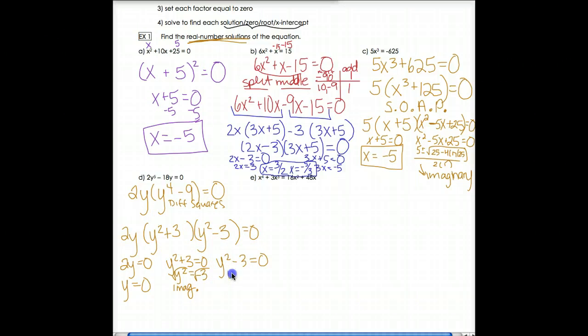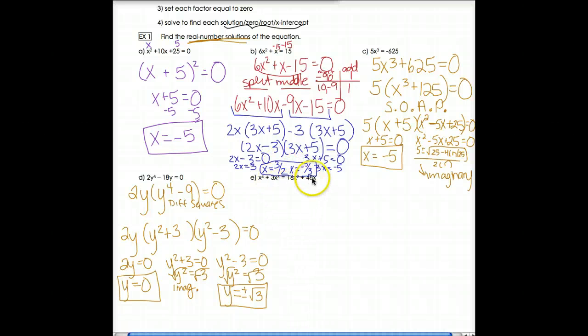And then over here, y squared equals positive 3, solved by taking square roots, y equals plus or minus radical 3. So that's two solutions right here, positive radical 3 and negative radical 3. And here's a third solution, y equals 0. The other solutions are imaginary, plus and minus i radical 3. All right, last one.